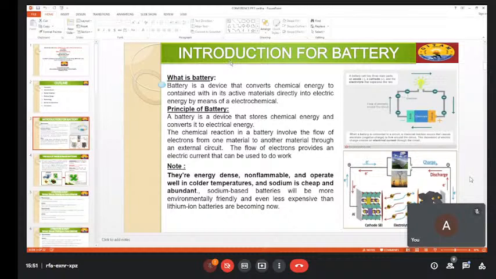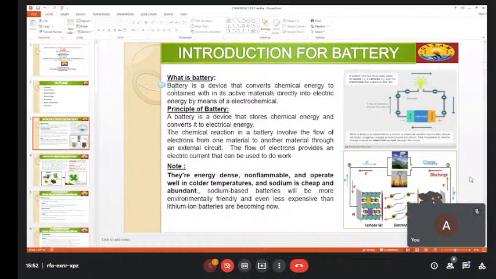A battery is a device which converts the chemical energy contained in its active material directly into electrical energy by means of an electrochemical principle. The flow of electrons from one material to another material through an external circuit provides an electric current that can be used to do work.